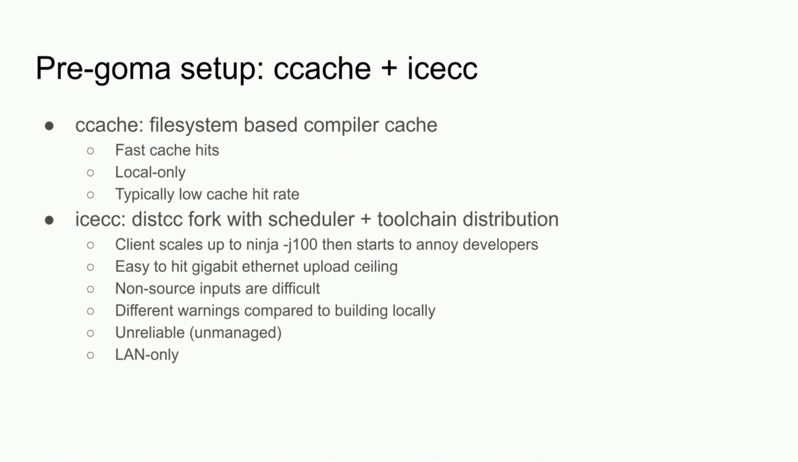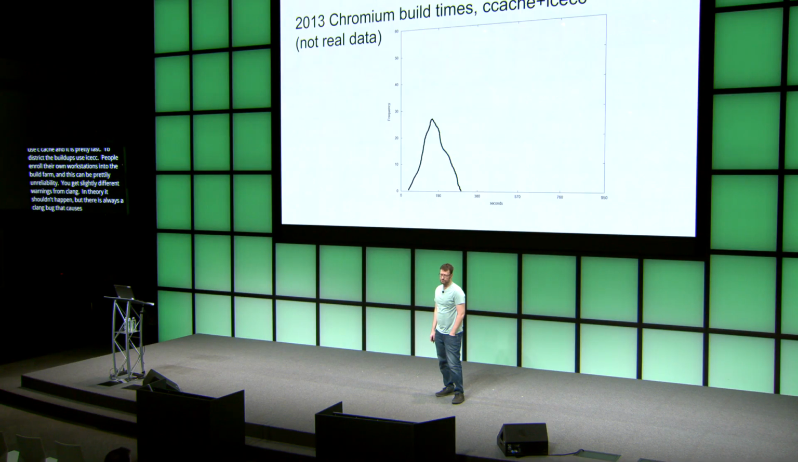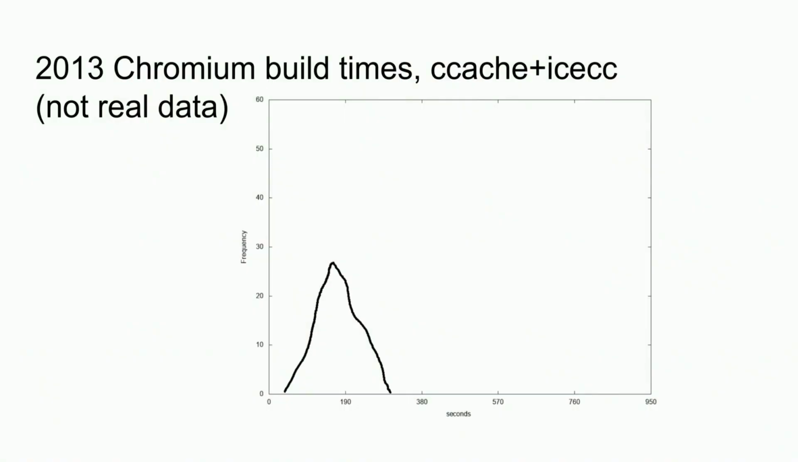And the other issue is that you get slightly different warnings from Clang when you're building pre-processed source compared to building the original sources. In theory, it shouldn't happen, but there's always a Clang bug that causes trouble. And Chromium is built with W error, so warnings are turned into errors, which makes this really annoying. So back in 2013, this is kind of what the frequency distribution of our build times looked like. At the low end, we could build in under a minute, but this is a fairly rare occurrence, and up to about 3.5 minutes in the worst case.